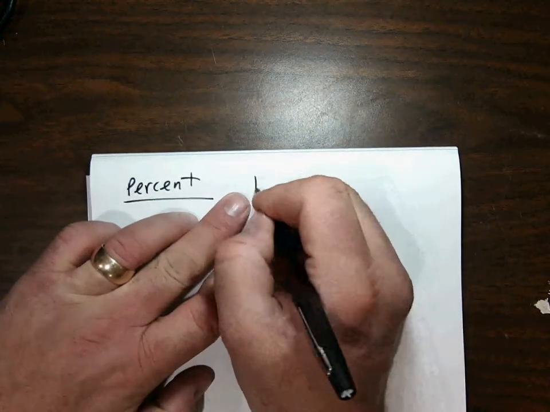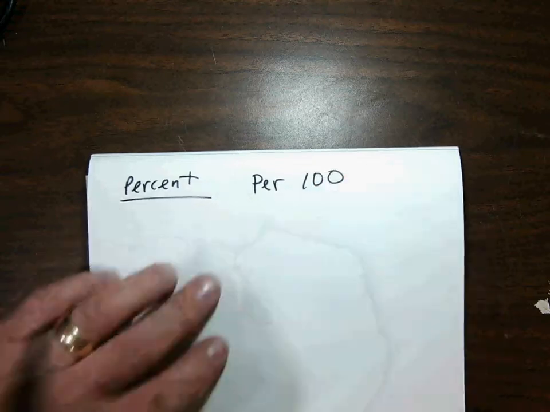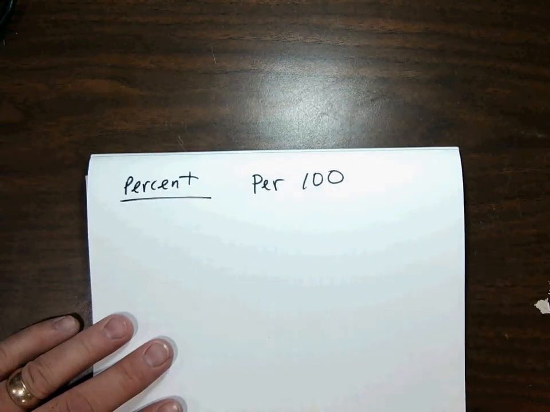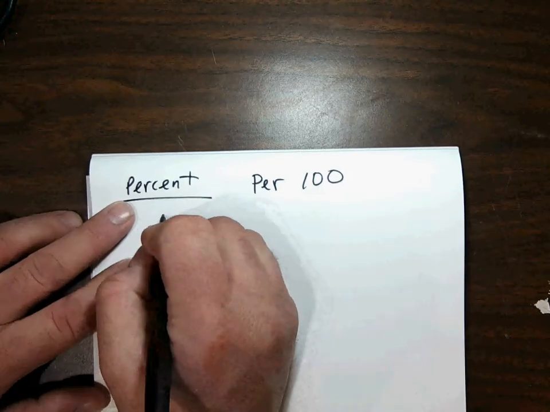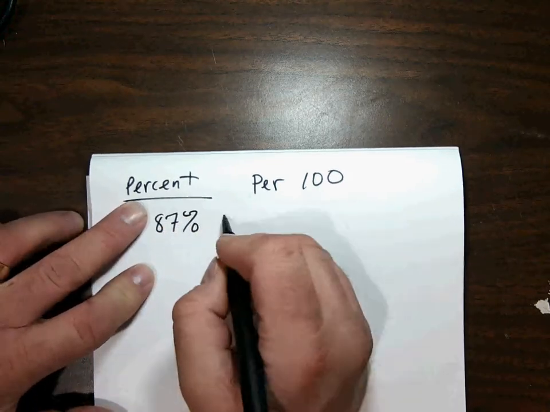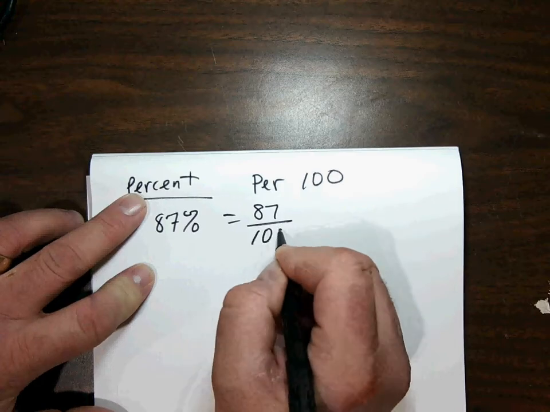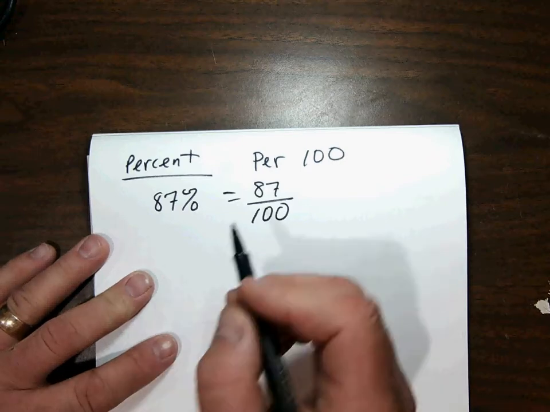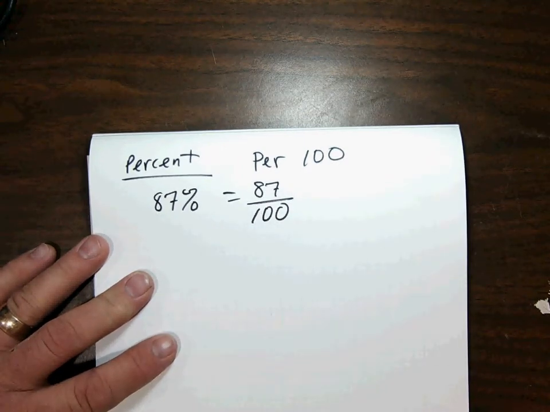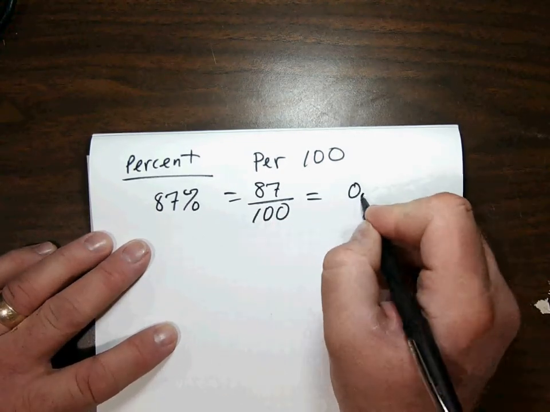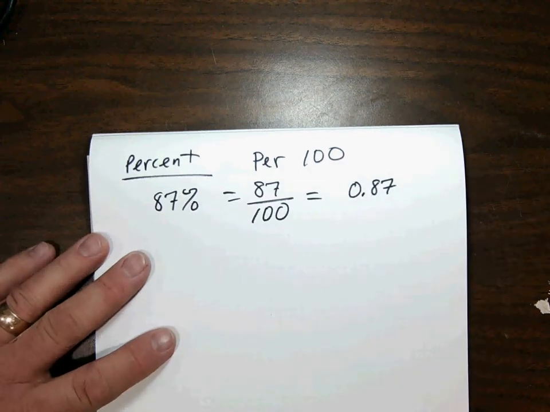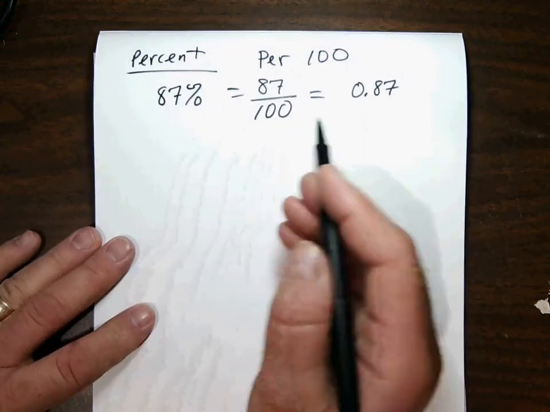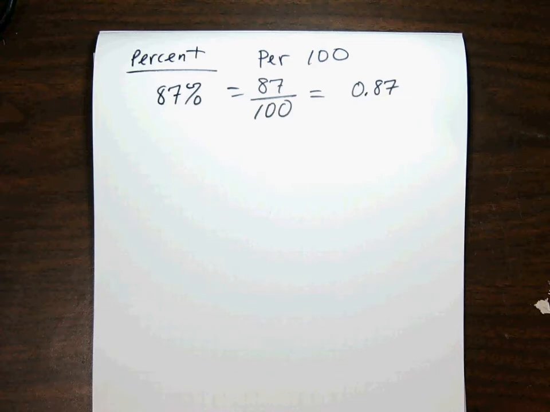Percent really means per 100. Like century, per 100. 87% means 87 per 100, which is 87 divided by 100. I know sometimes I put the little slash in my 7 and sometimes I don't, I apologize. Of course, we could turn that into a decimal, which would be 0.87. All these are three different ways to say the same thing: 87% means 87 out of 100 means 0.87.